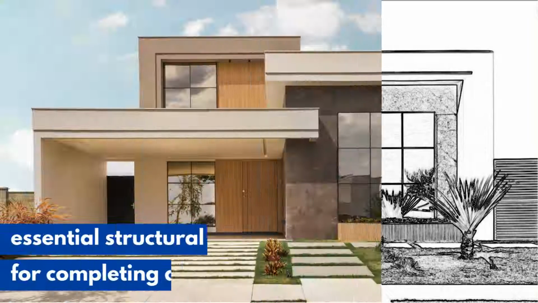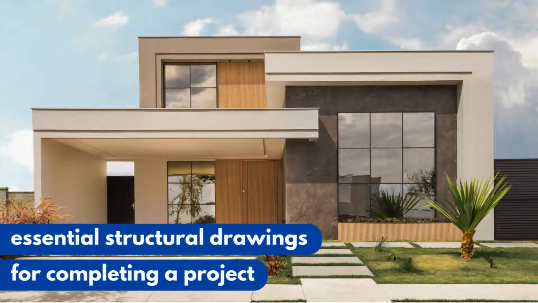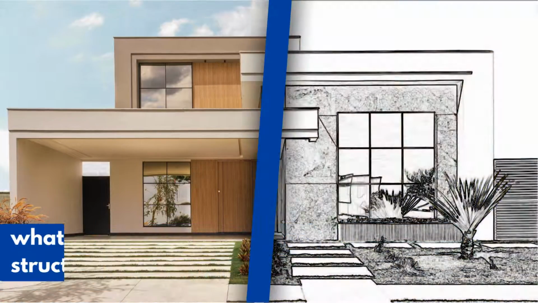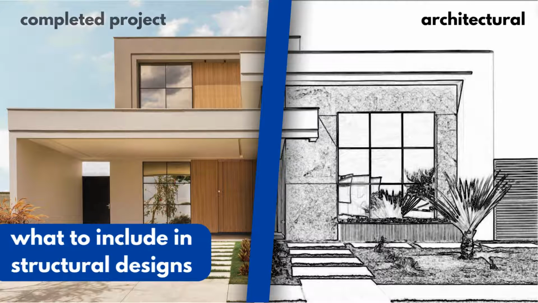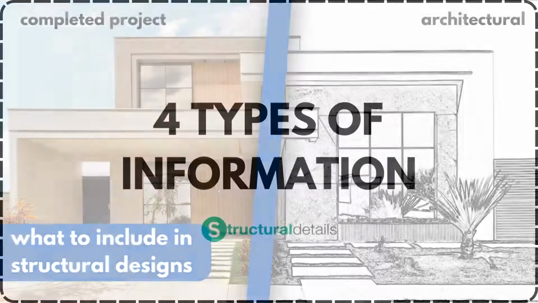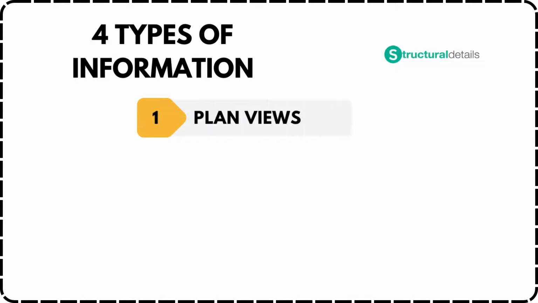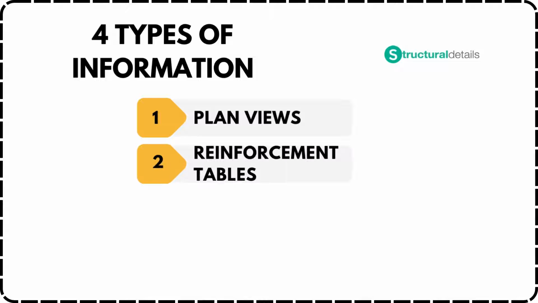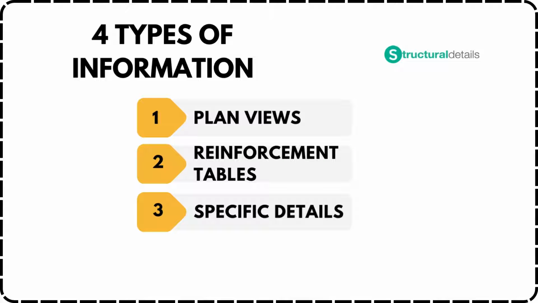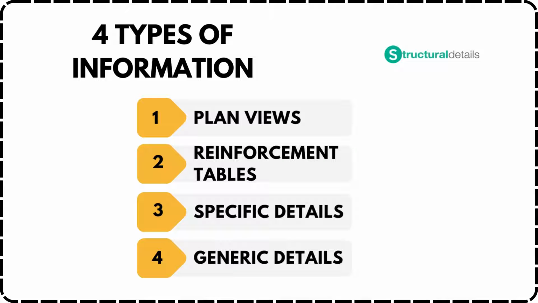This brief video presentation will show you what should be included in every structural design drawings package and turn architectural drawings into complete projects. There are four different element categories you should include in your structural drawings, and these are plan views, reinforcement tables, specific details to the project, and generic construction details and information.